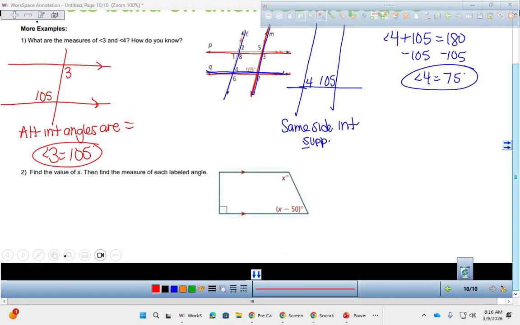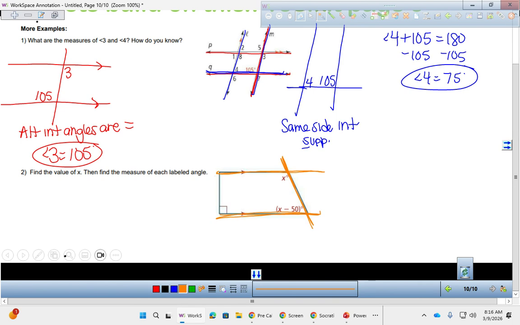All right? So over here it says find the value of x, then find the measure of the angle. Okay? So here's what I know. I need to find the measure of angle x, and there's two x's here. So I am going to trace over what makes this first x, and trace over what makes this second x.